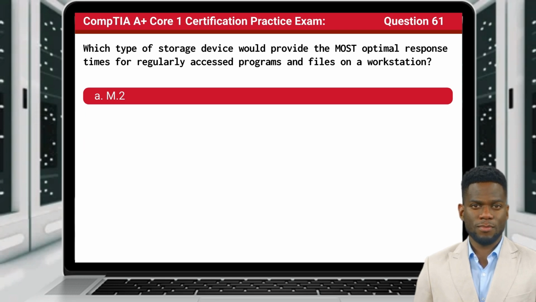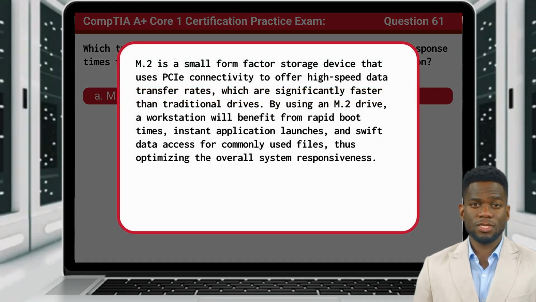The answer is A, M.2. M.2 is a small form factor storage device that uses PCIe connectivity to offer high-speed data transfer rates, which are significantly faster than traditional drives. By using an M.2 drive, a workstation will benefit from rapid boot times, instant application launches, and swift data access for commonly used files, thus optimizing the overall system responsiveness.